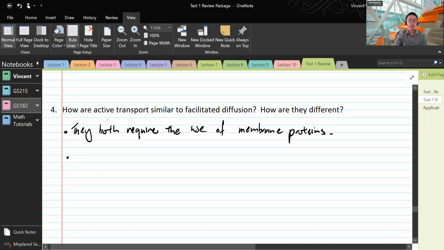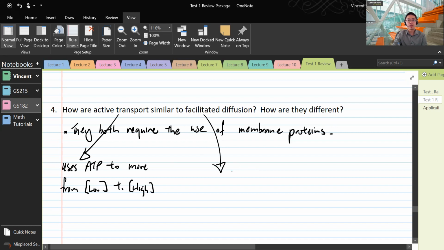How are they different? Well, active transport uses ATP to move from low concentration to high concentration, whereas facilitated diffusion does not require ATP. Okay, and it goes from high to low.